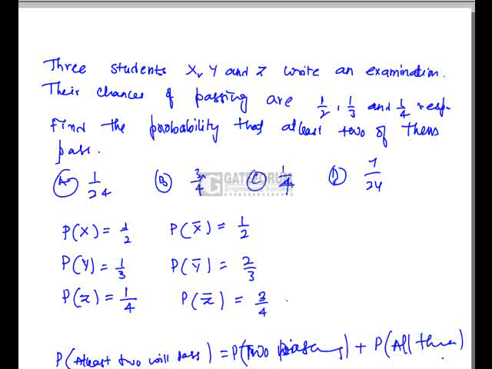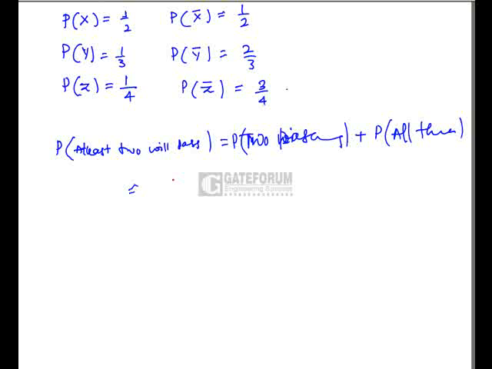Now let us look into the probability of 2 passing. When it comes to 2 passing, it may be xy may pass, or yz, or zx. Now if it is all the 3, x, y, z. If x and y are passing, then z must fail. If y and z are passing, then x must fail. If z and x are passing, then y must fail.